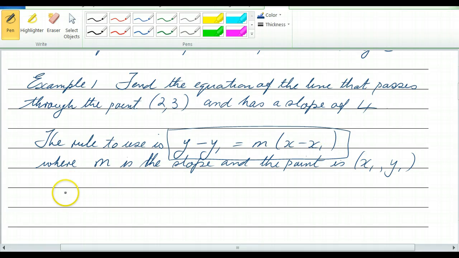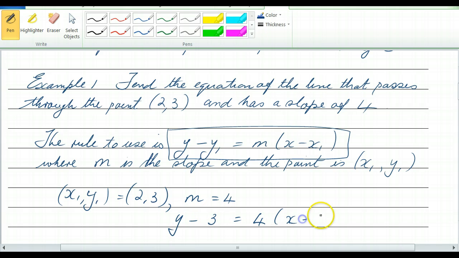In this particular case, (x1, y1) is the point (2, 3). So x1 is 2 and y1 is 3. And the slope that we've been given is 4. So we just plug these numbers into the rule and crank the handle to get the answer. Here we go. y minus y1, which is 3, equals m, which is 4, times (x minus x1), and x1 in this case is 2.